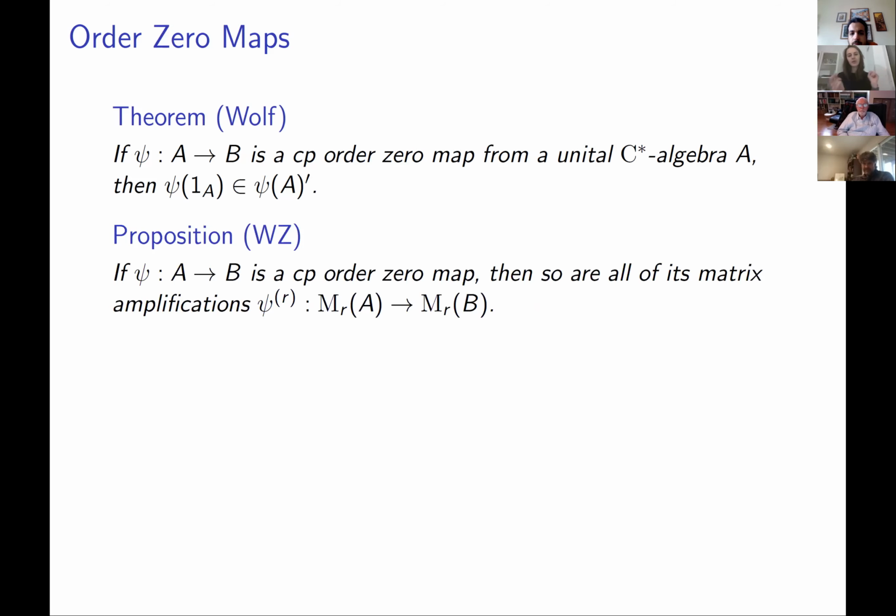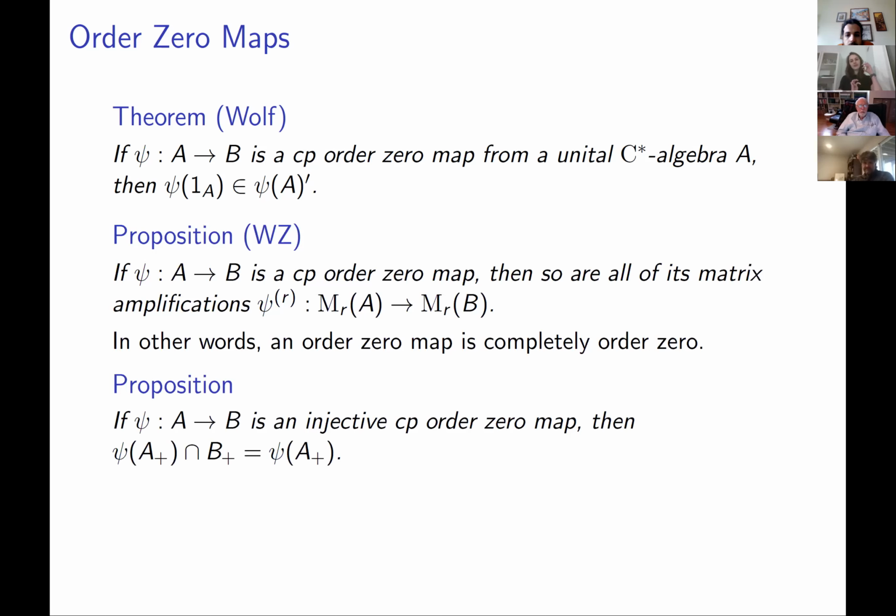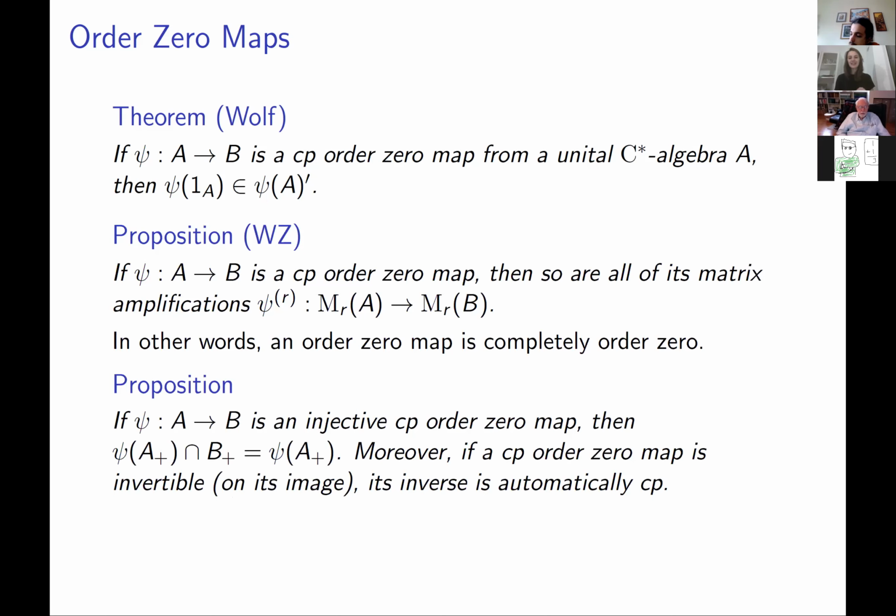So a consequence of Winter and Zacharias' structure theorem is that if you have a CP order 0 map between C-star algebras, then it turns out all of the matrix amplifications are automatically going to be CP order 0. So in other words, an order 0 map is already completely order 0. Here's another fun thing. If the CP order 0 map happened to be injective, then not only does it send positive elements to positive elements, but if any element in A gets mapped to a positive element in B, then I already know that it was positive in A. So combine that with the previous proposition, and we can say that if a CP order 0 map is invertible on its image, then its inverse is automatically completely positive.